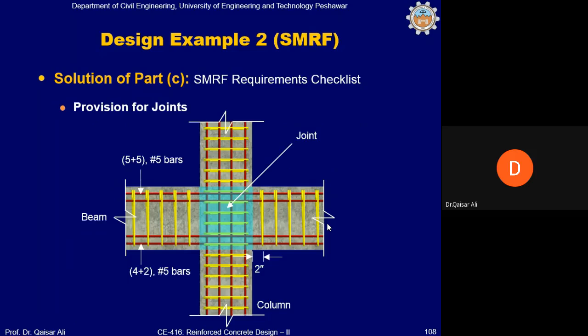The beam column joint detail has been shown here. The stirrup spacing shall be continued in the joint. The stirrup spacing of the column within the enlarged region shall be continued in the joint, as per ACI code requirement.